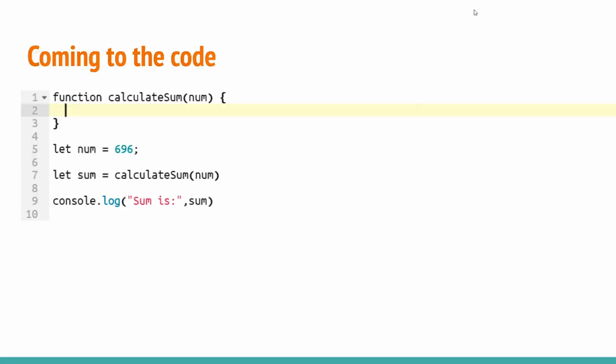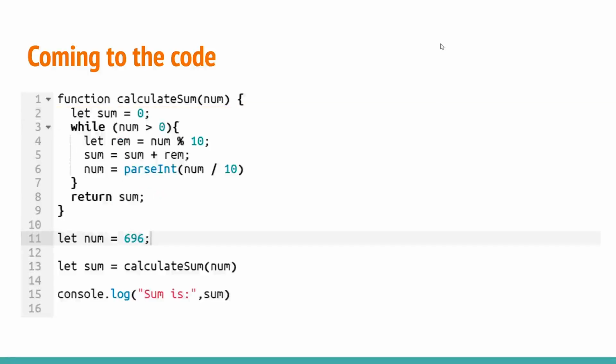Now coming to the code itself, we'll start by writing a function named calculateSum. CalculateSum will take a number which we need to add up. We'll define our number, that is 696 or 636, and finally we'll declare another variable called sum, and sum will contain whatever the calculateSum function returns, and finally we'll output the sum.